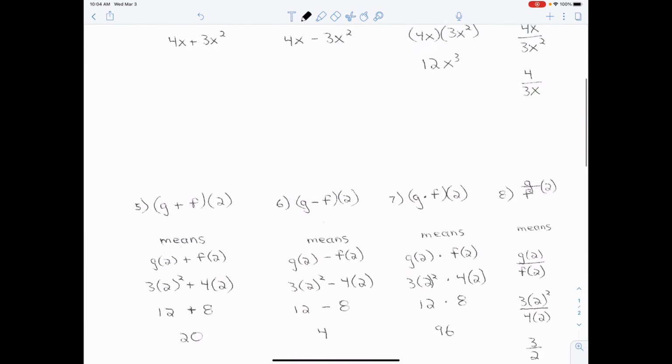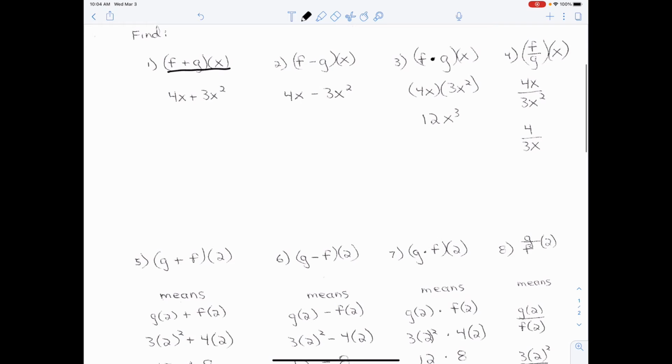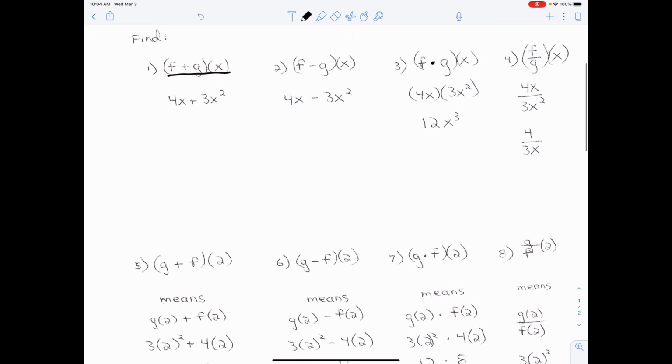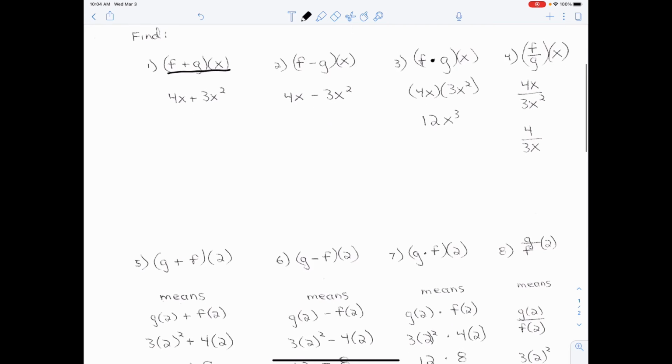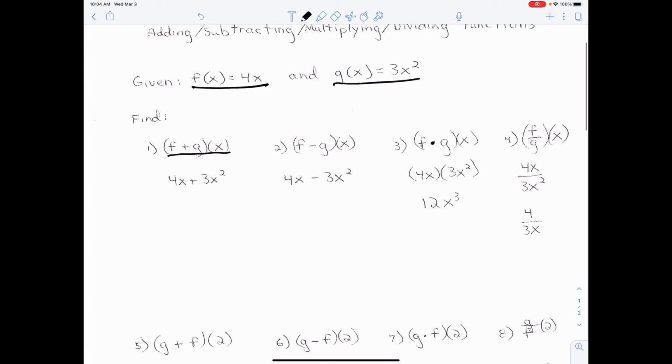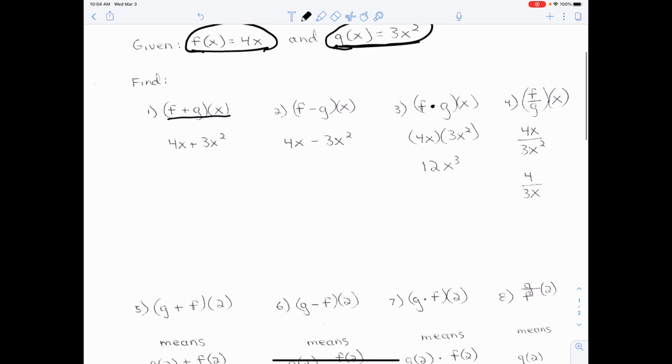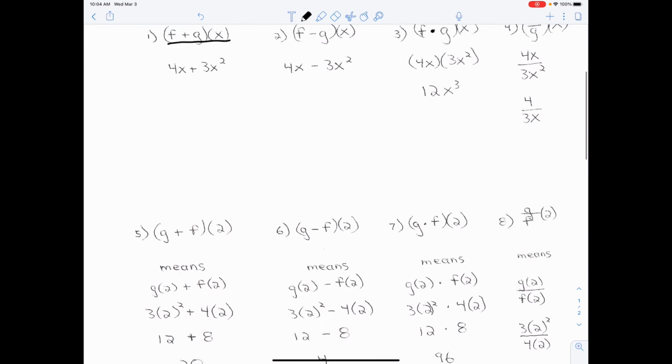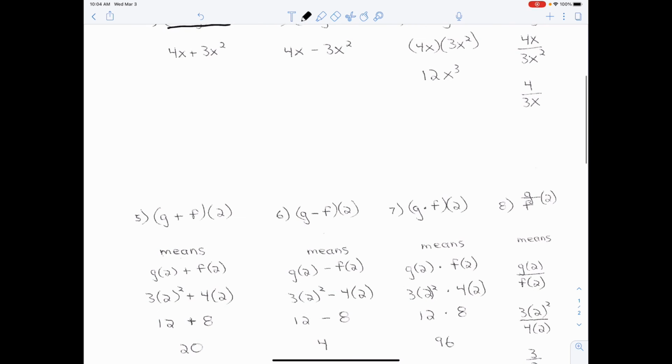Okay, so again, using these same functions, let's say we take g of 2 plus f of 2. So what we're going to do is take the g of 2 and add the f of 2. Using these same functions that we had up here, what's the g of 2? It's 3 times 2 squared. What's the f of 2? It's 4 times 2, and then you just simplify it.